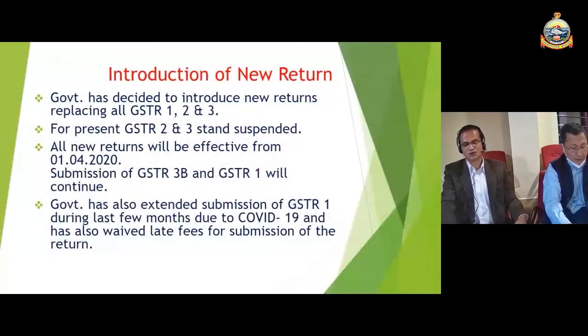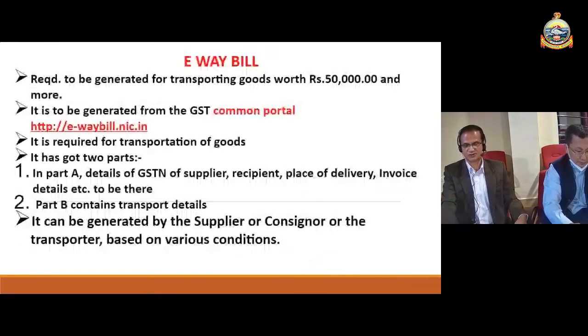And new formats have been introduced with effect from 1st of April 2020. Submission of GSTR 2 and GSTR 3 stand suspended now, but submission of GSTR 3B and GSTR 1 is continuing. And as you know, for COVID-19, the government has waived late fees for submission of the return for the last few months, which were disturbed by COVID.